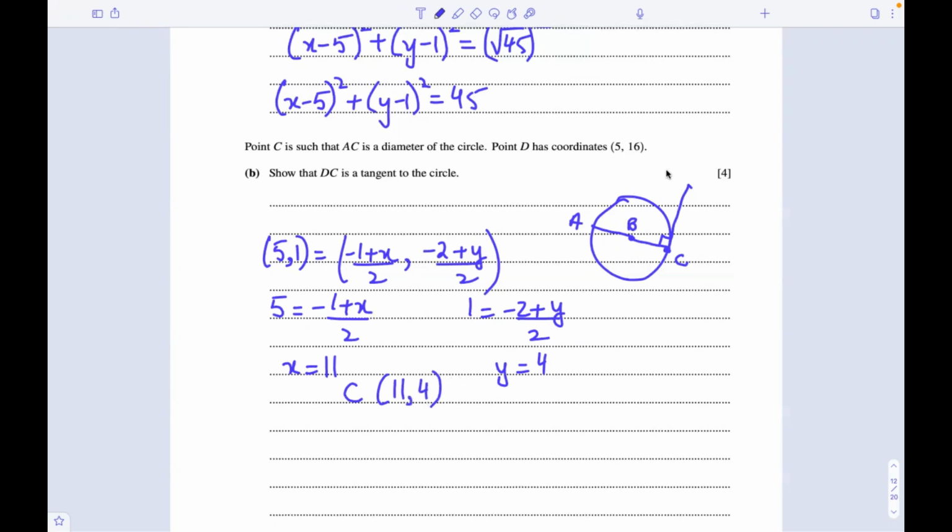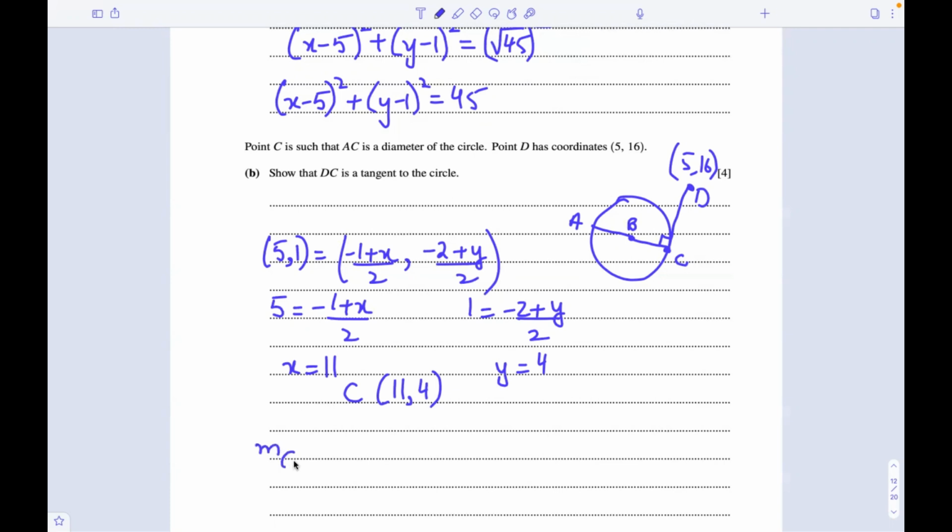Now the coordinates of D are given as 5, 16, and we have to show that DC is a tangent. So what we can do is find the gradient of AC and the gradient of DC, and show that they're negative reciprocals of each other, as if two lines are perpendicular, their gradients are negative reciprocals.